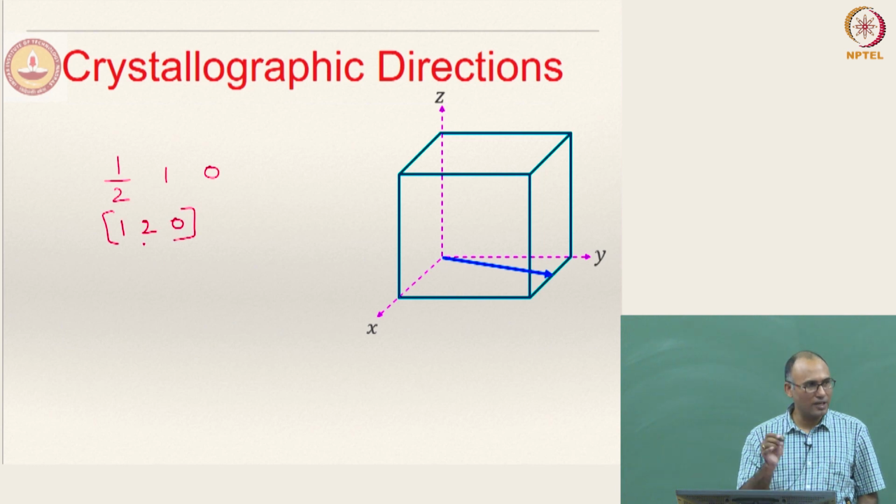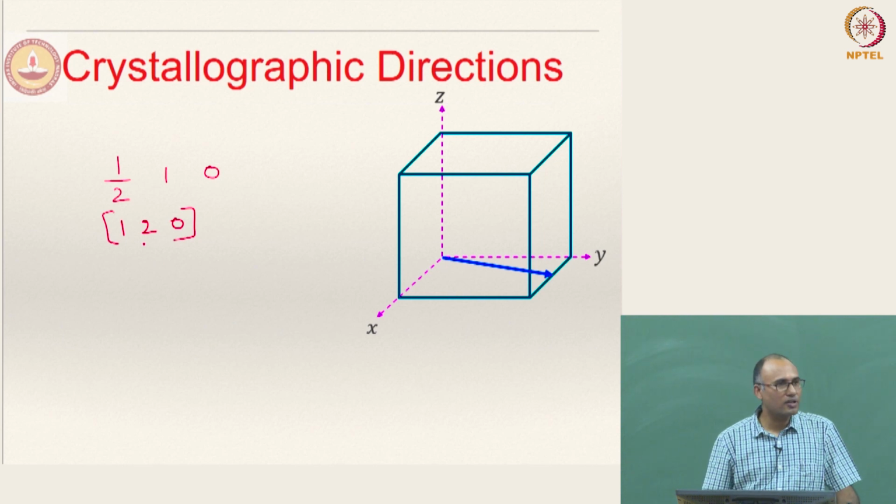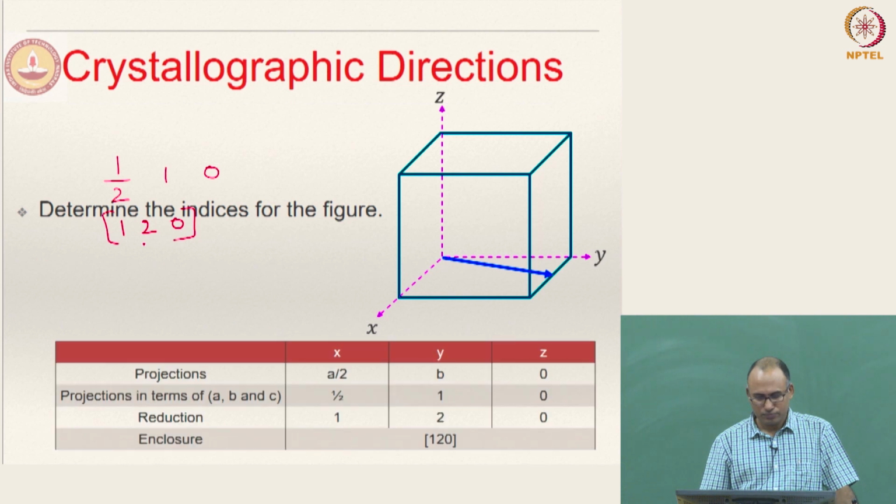And then what will you do? You should not stop there. Unless you put the bracket, you are not telling the world that it is actually a crystallographic direction. That is very important, right? So a by 2, the projection is actually, you should not write 1 by 2. So it is actually a by 2, b, 0. Then you will only write the fractions, projections onto the axes. So 1/2, 1, 0, and multiply it with 2, 1, 2, 0, and then that will be your direction. Okay. So like that you should be able to write crystallographic directions for anything, right?